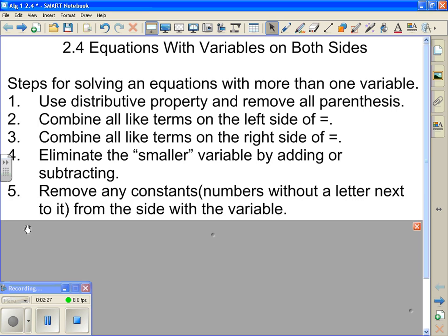The fifth step is to remove any constants. That's the number that does not have a letter next to it. And we're working on the side with the variable. So where the variable is, if there is a number by itself, you will add or subtract to remove that constant.